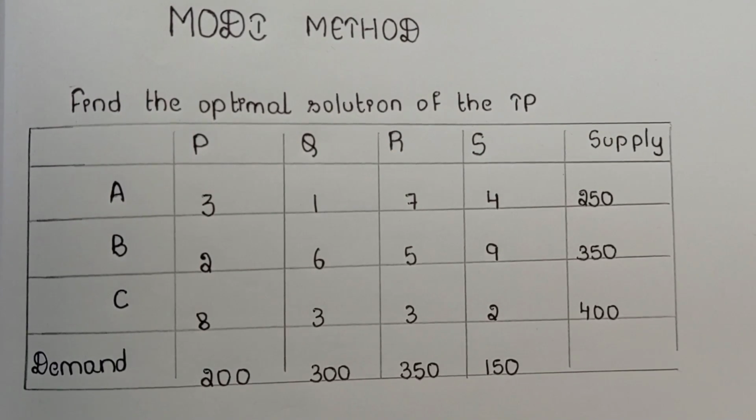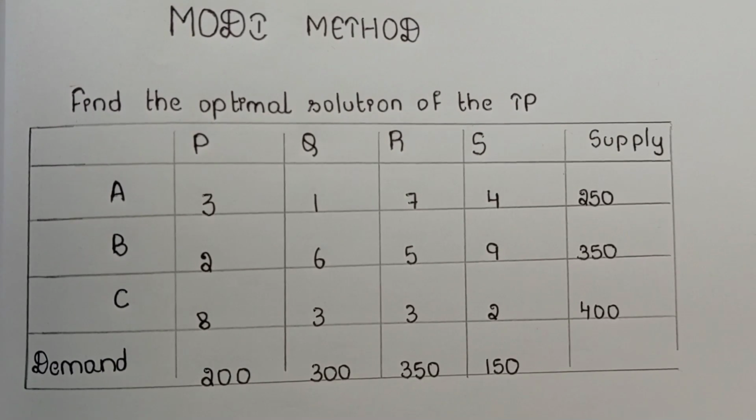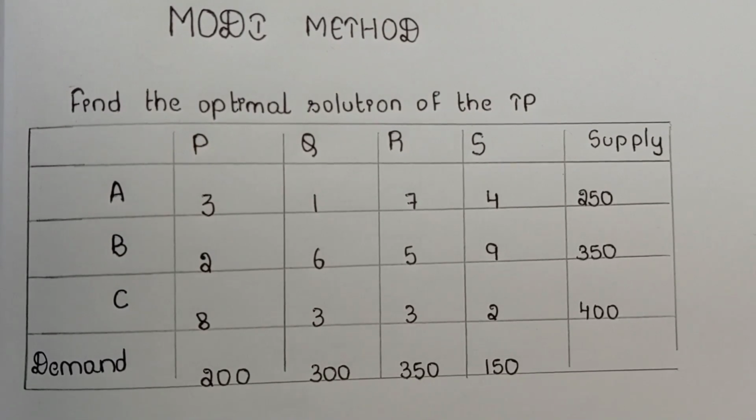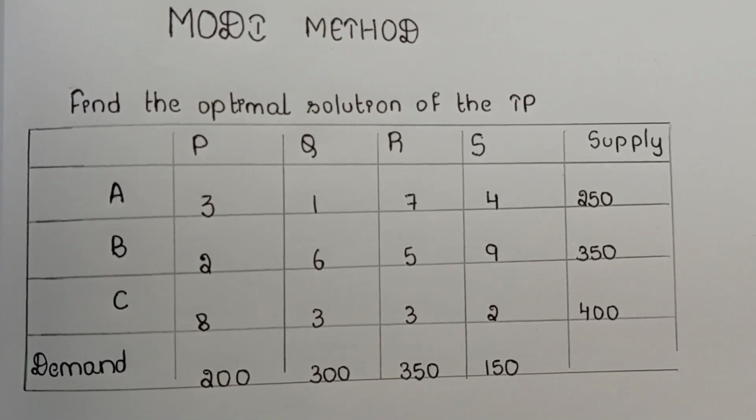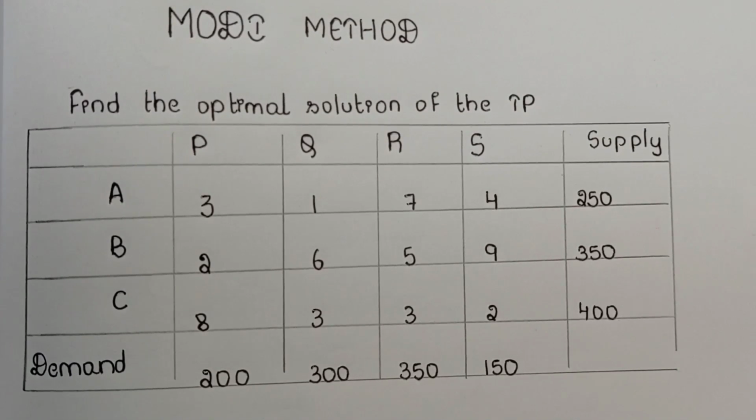So in this video today we are going to discuss how to solve the transportation problem using the Modi method. Before starting the problem, let's have a brief introduction about this Modi method. The Modi method is highly used to find the optimality of the initial basic feasible solution, and to find the minimum solution for the transportation problem. This method is used to find the best way to reduce the transportation cost.